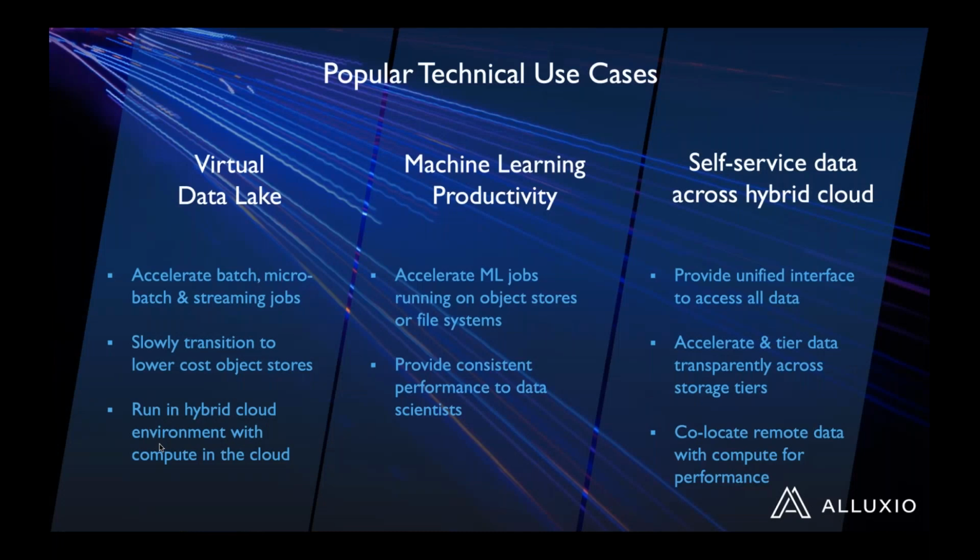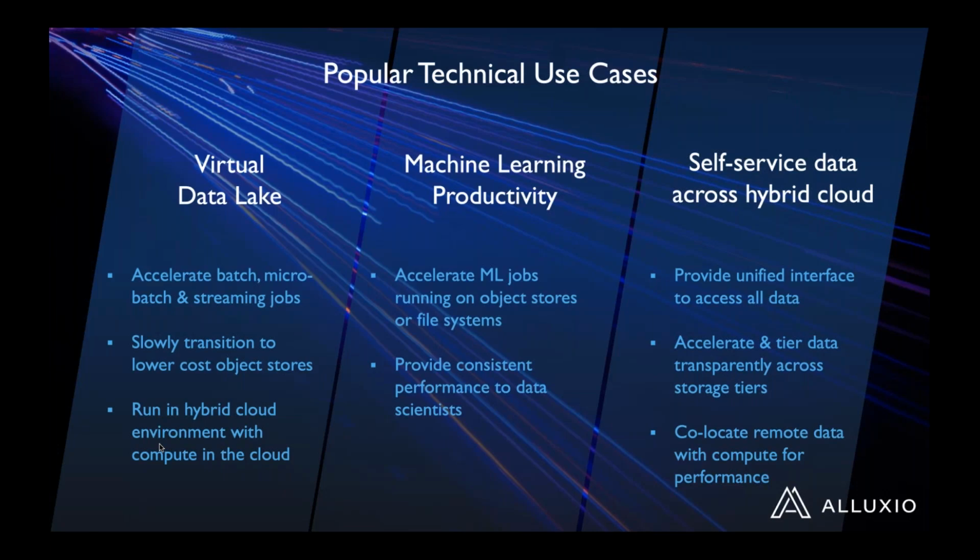So here are some of the popular use cases that we've been seeing. The first one is creating a mini virtual data lake across multiple HDFS clusters to co-locate the data with the compute and help with the separation, particularly in hybrid environments, as well as over time transition jobs or workloads to lower cost object stores.